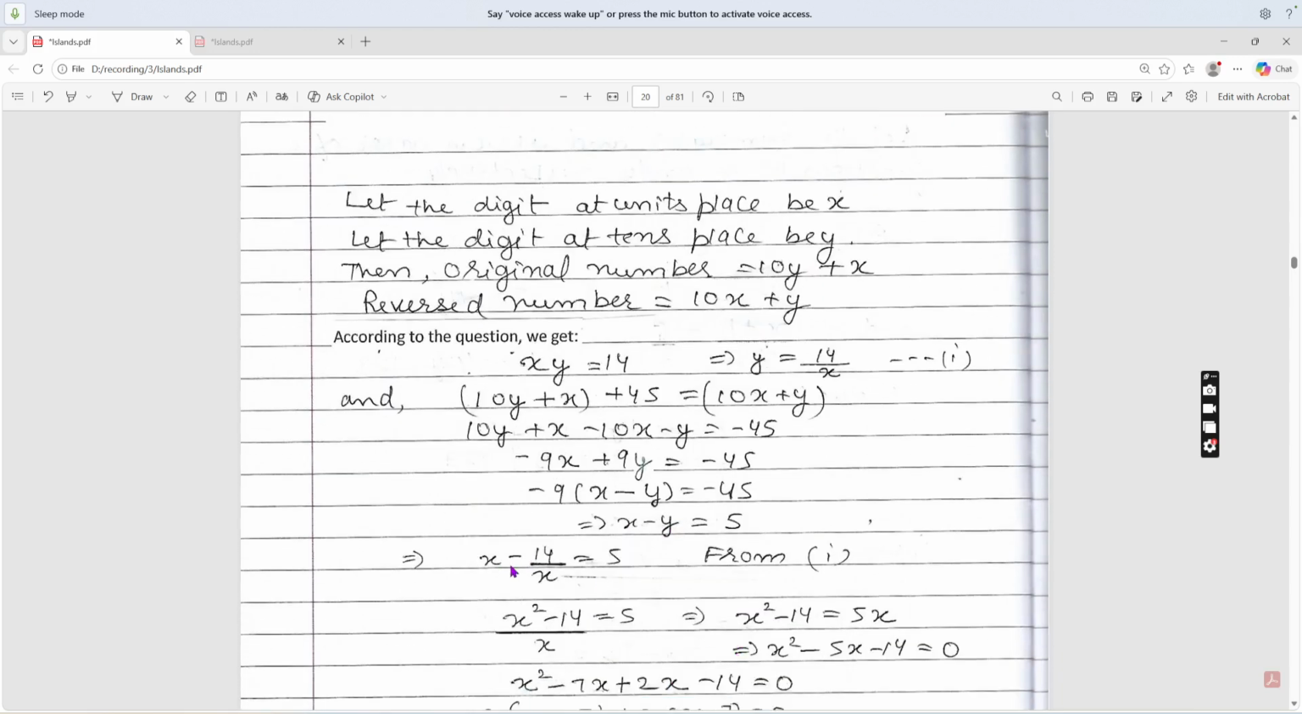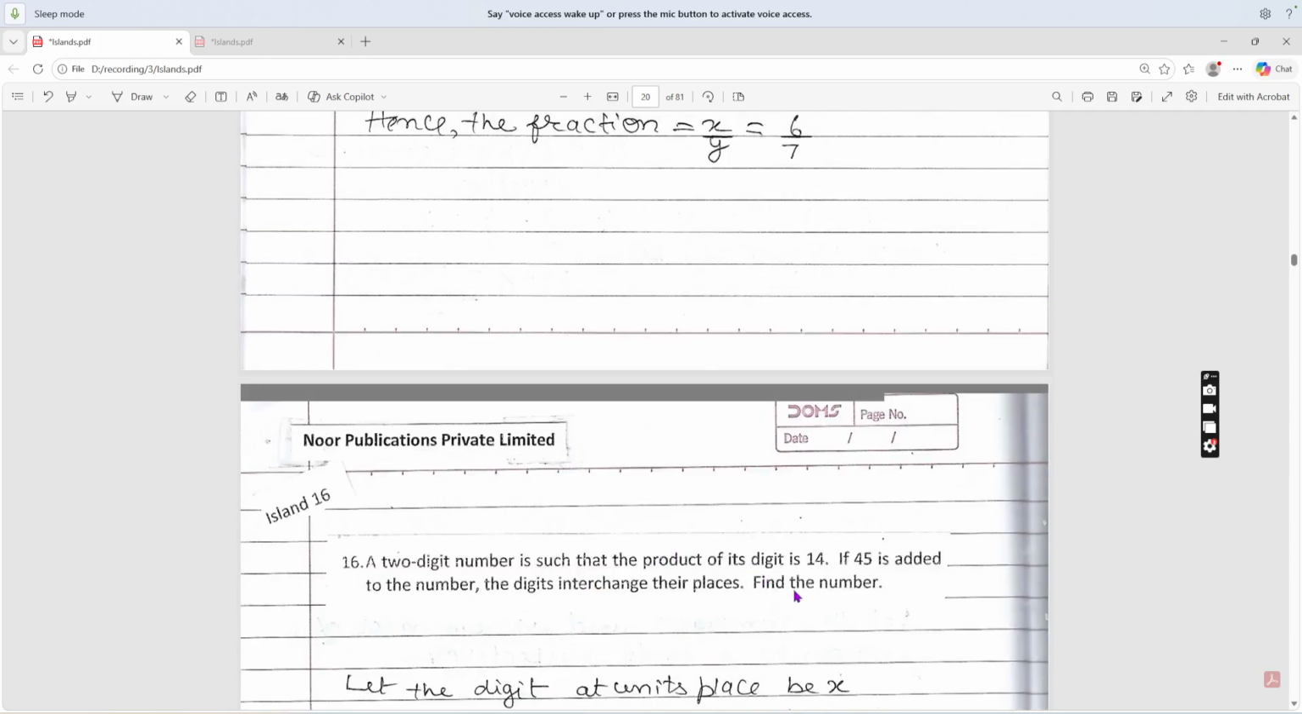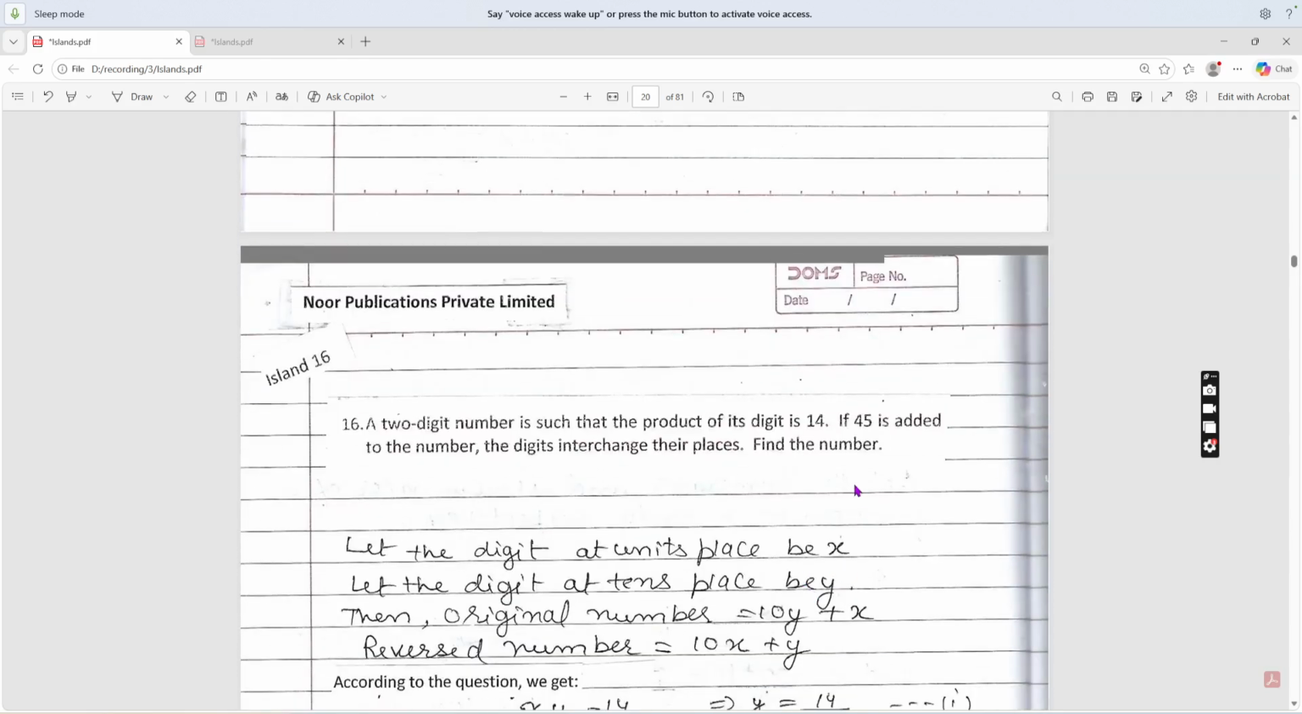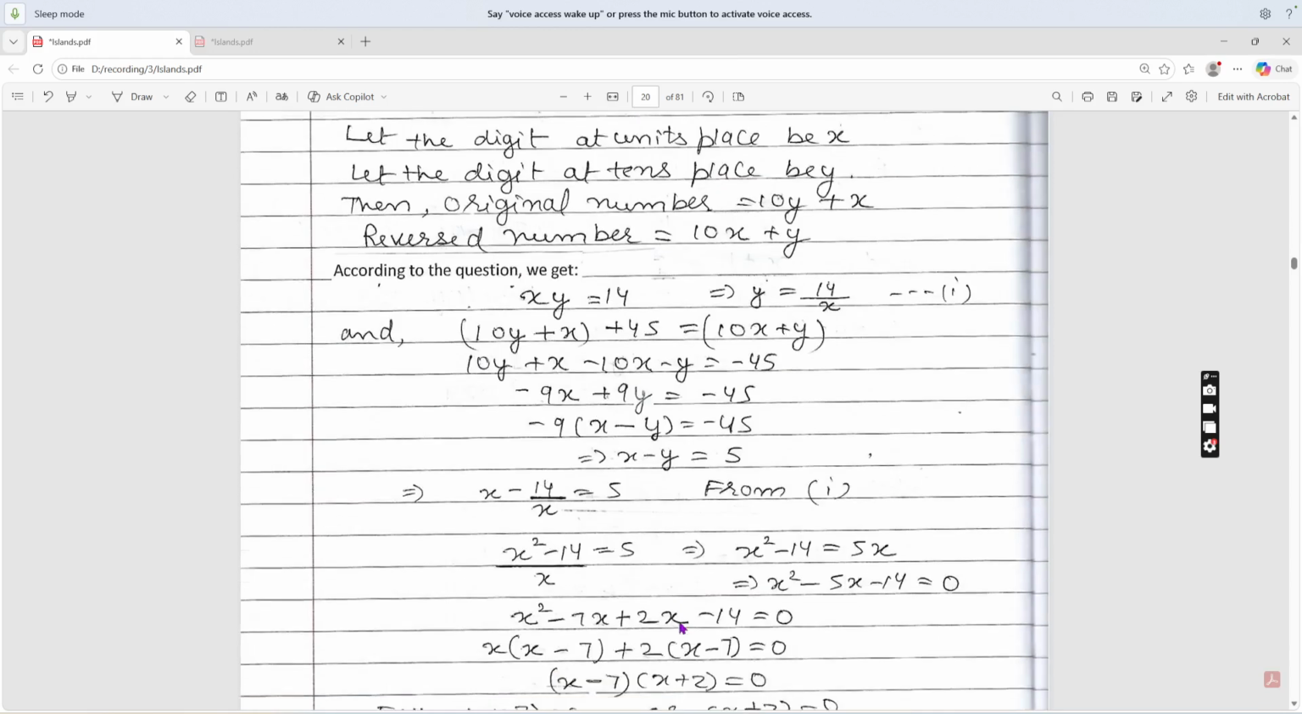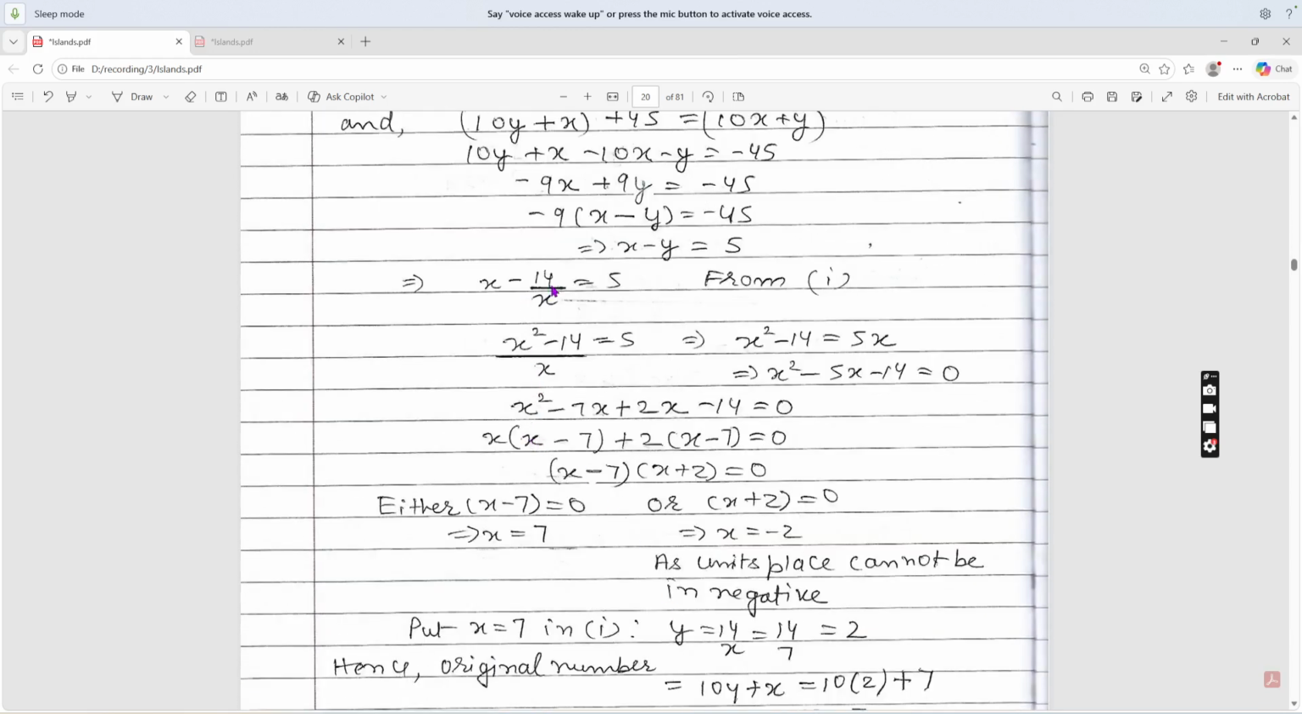But we know that x minus y is equal to 5. But what is the value of y? y's value is 14 upon x. From where do we get it? We are getting it from here, 14 upon x. So x minus 14 upon x is equal to 5. Now we are going to take the LCM. It is x upon 1. So x divided by 1 is x. x into x is x square. Minus is copy paste. x divided by x is 1. 1 into 14 is 14, equal to 5, that is 5 upon 1.